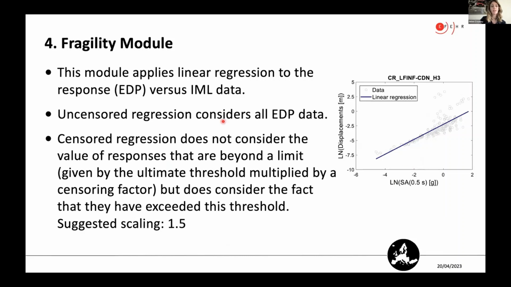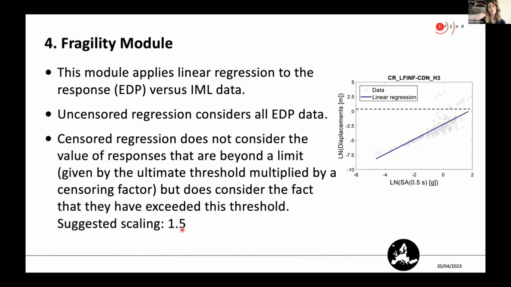There are two choices we can make in the user interface: uncensored regression and censored regression. Uncensored regression will just use all of the response data that you've provided and do a linear regression. In censored regression, we tell the tool not to consider the values beyond a given limit. This is the ultimate damage threshold, the last one you've provided, multiplied by a censoring factor. If your ultimate damage threshold is already the point after which you don't want to consider points, your censoring factor would be 1.